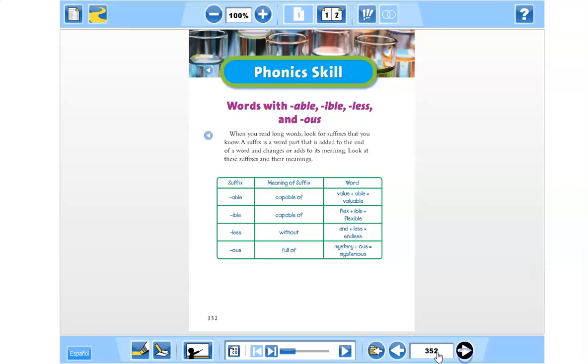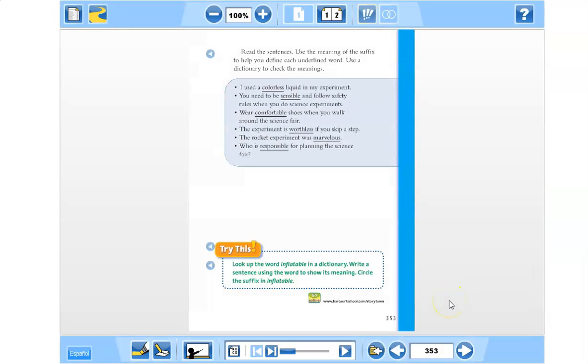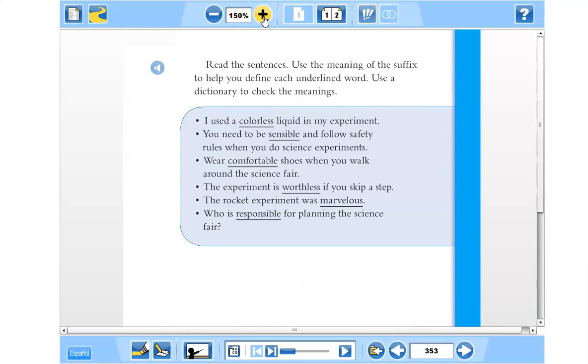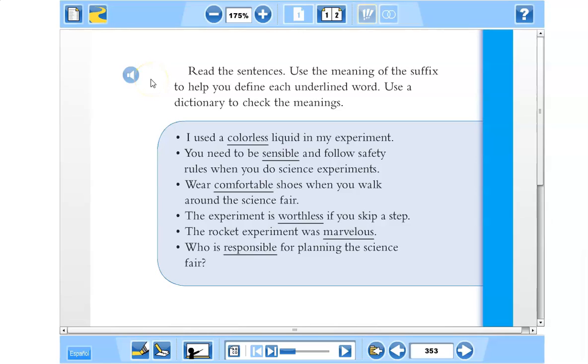So if you go next door on page 353, they have some sentences here for you to read. It says, read the sentences. Use the meanings of the suffix to help you define each underlined word. Use a dictionary to check your meaning. So hopefully you have a dictionary at home and it can help you. So you want to read these sentences out loud.